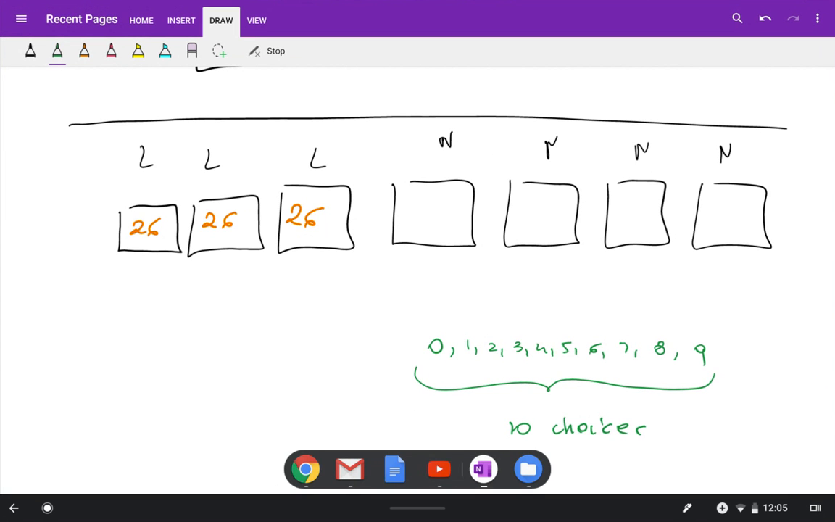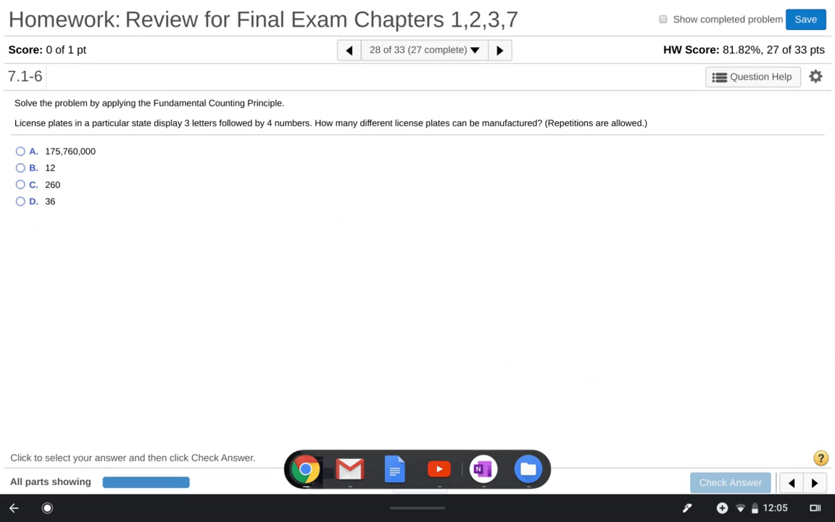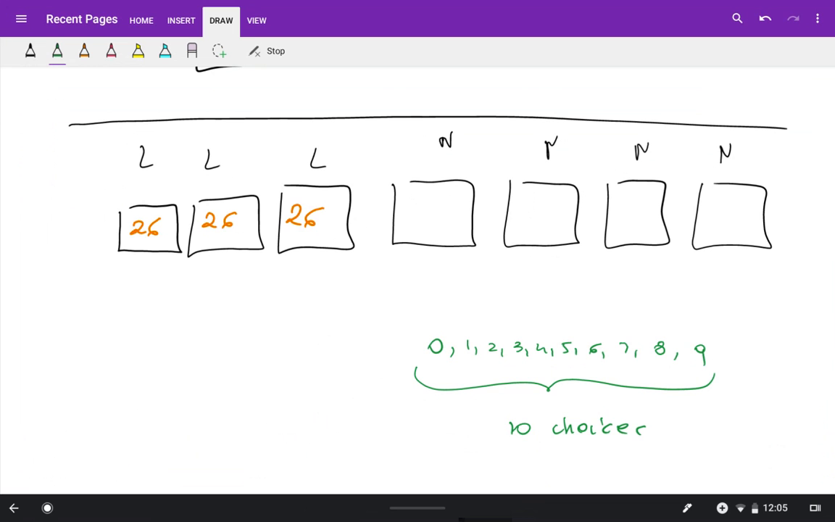Let's see if they talk about license plates. How many different license plates can be manufactured? Repetitions are allowed, so that means numbers also can repeat. When we talk about the numbers, for the first number, I have 10 choices, 10 different digits which I can select. For the second number, I have 10 digits which I can select. For the next one, I have 10 digits which I can pick. And for the last one, 10 digits which I can pick.